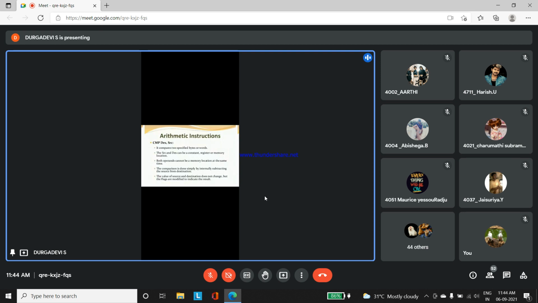Clear? So what is the compare instruction doing? It compares two operands, the destination and the source. If I give compare BX comma CX, how does it compare? Suppose AX is 20 and BX is 30. By seeing, you can easily tell that BX is greater than AX. But a processor cannot see and tell. So how will it compare the two registers? It will do subtraction.